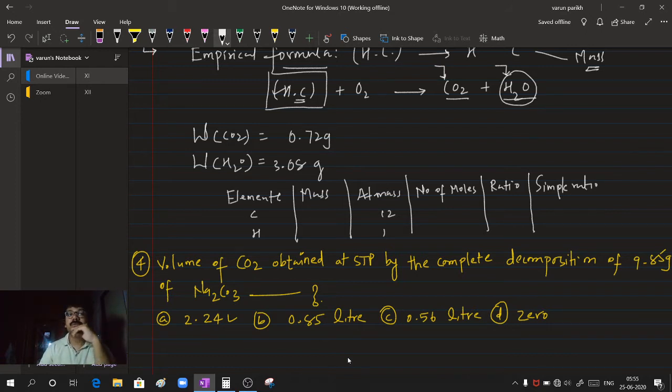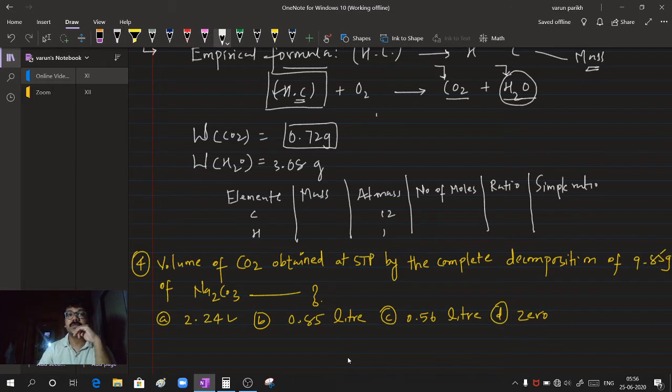Students only know that the law of conservation of mass is: the total mass of reactants is equal to the total mass of products. It is true, but there is another thing also. Whatever the mass of an element on the left hand side is, that will be the mass of the element on the right hand side. There is no other product which contains carbon other than CO2, and the mass of CO2 is given. So you have to find out the mass of carbon in this 0.72 gram of CO2.